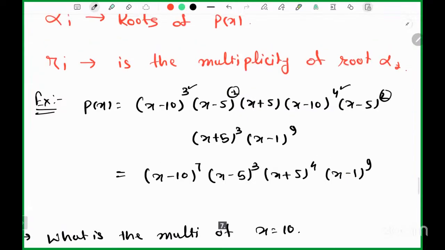Is that clear? Okay. If you guys have any doubt, you can just unmute yourself and let me know.